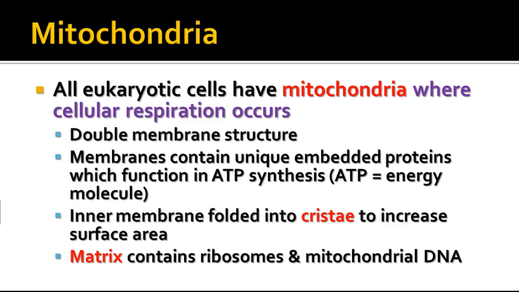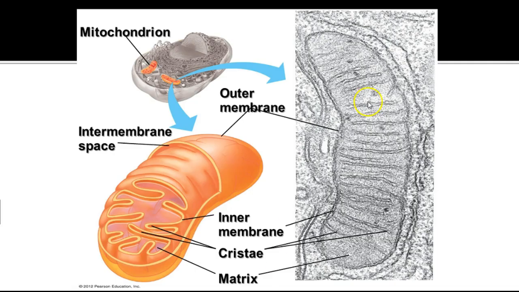And then inside that is a matrix, which is kind of like the cytoplasm of the mitochondrion, which contains ribosomes that are present in the mitochondrion, as well as mitochondrial DNA. That is, both the ribosomes and the mitochondrial DNA are different than the ribosomes and DNA found in the rest of the cell. This shows you a micrograph of a mitochondrion here.